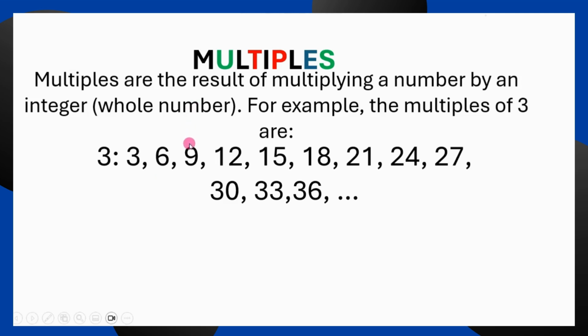The third one is 3 times 3, which is 9. The fourth one is 12, which is 3 times 4. The fifth one is 15, which is 3 times 5. The next one is 18, which is 3 times 6. And it goes on and on like that.